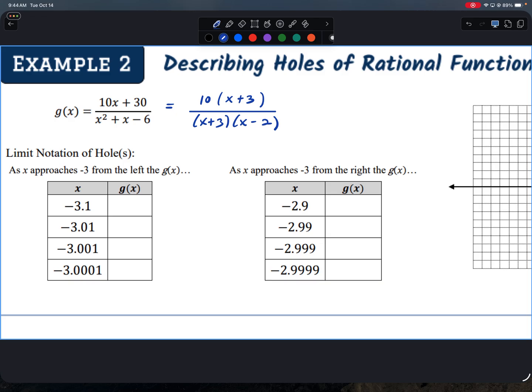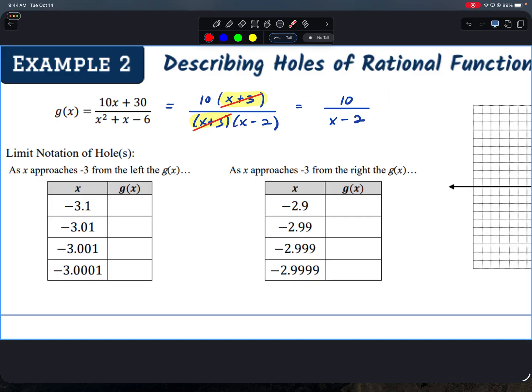You guys notice anything? Yes. I'm shocked. You guys shocked? I'm so shocked. Those cancel. So what does that represent in the graph? A hole. So what's left on top? 10. And what's left on the bottom? X minus 2. So if we were to graph this crazy thing, this is what we'd be graphing.